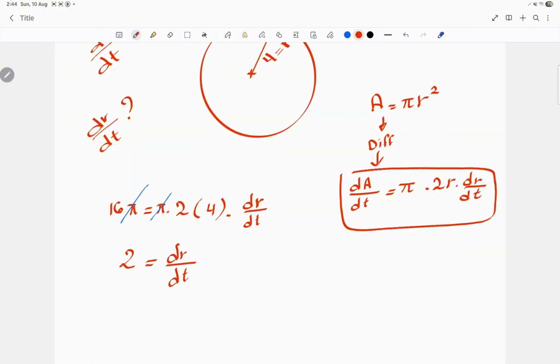Will this get you a full mark? No. Why? It's not like numbers. Because you did not write the units. Inch per second. Always write the units for them. And where? In the end. Like, what do you mean? Like, I'm gonna write 2 equals dr over dt inch per second. Yeah, why did you write it under the 2? Because I don't have any space.